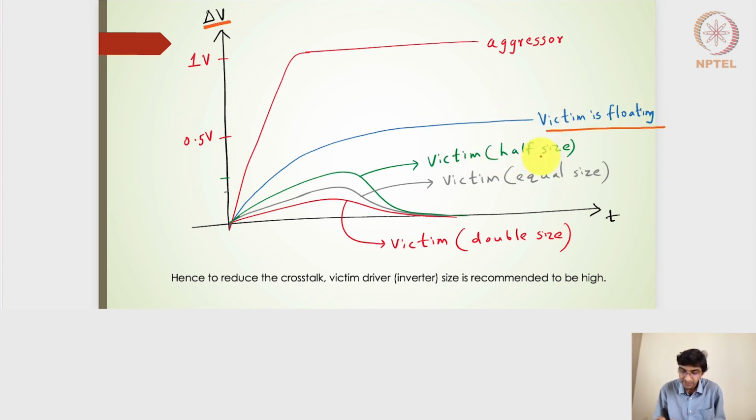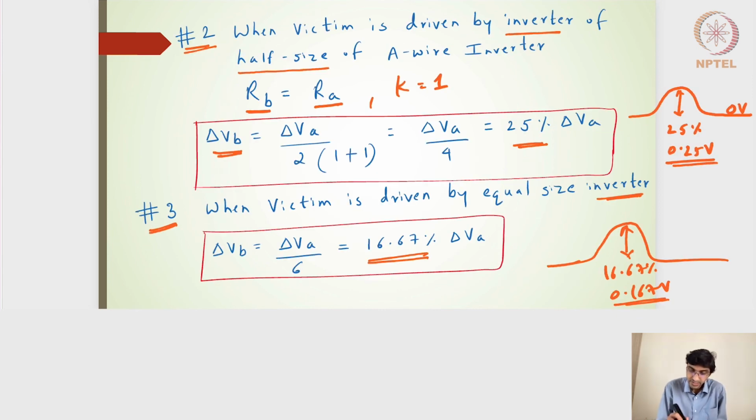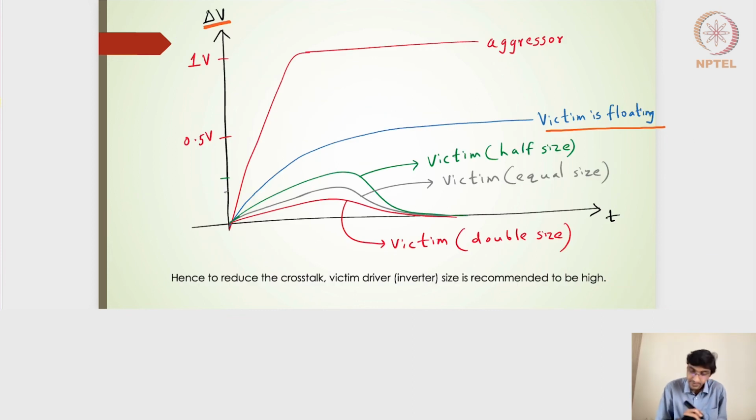When the victim is half the size, let me go back to previously, the RB was equal to RA, K was equal to 1, and we got 25%. So this particular change is a 25% line. If I draw this, this will be 0.25 volts. Here you see that it goes to a maximum of 0.25 volts and then comes back to ground voltage, comes back to 0 volts, because it is driven by an inverter of half the size.